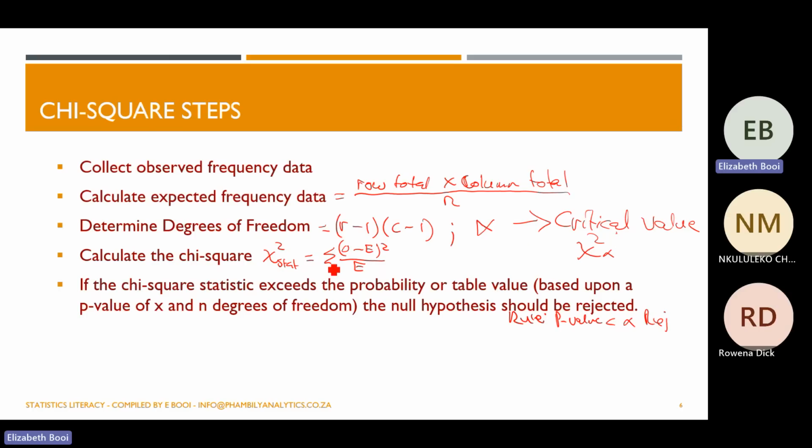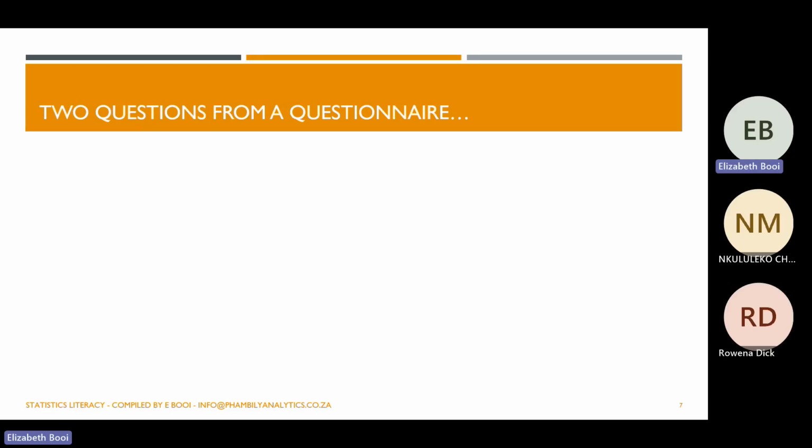Between the critical value and the test statistic, the rule says if your chi-square stat is greater than your chi-square alpha, we reject the null hypothesis. So we've got two ways that we can make a decision, either by the chi-square and the critical value or the p-value. Okay, so let's look at an example.